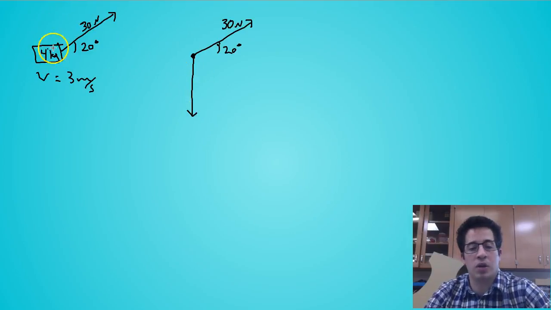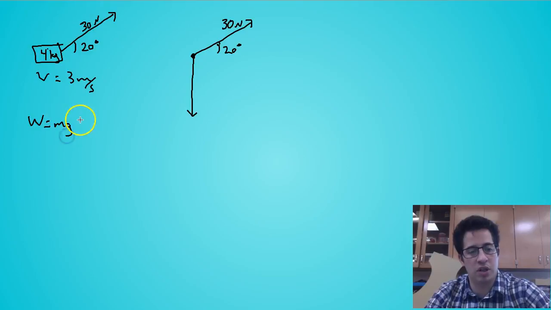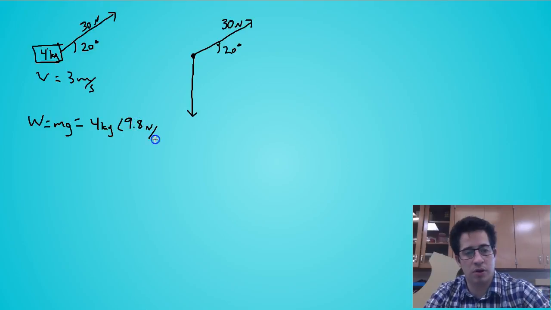okay, and we now know that we can find the weight because we know its mass, and so the weight is equal to m times g, which in this case is 4 kilograms times 9.8 newtons per kilogram, okay, which gives us, we'll just round it to 10 for this one, so that would give us 40 newtons of weight.